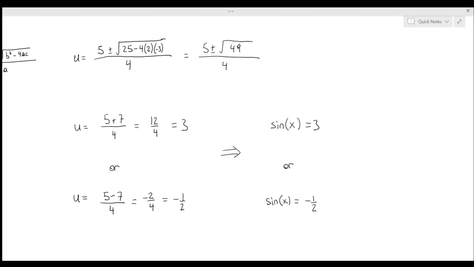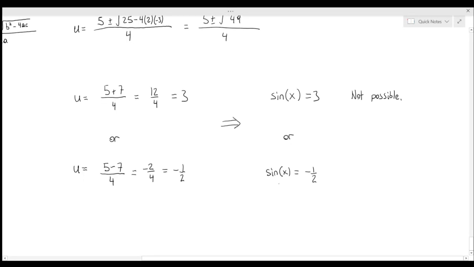All right, so thinking about these two possibilities, let's start with sine of x equals 3. Now remember that sine is always between negative 1 and 1. So it's not possible for the sine of x to ever be equal to 3. So that means we will get no solutions from this first possibility. So now let's take a look at the second possibility. Sine of x equals -1/2.